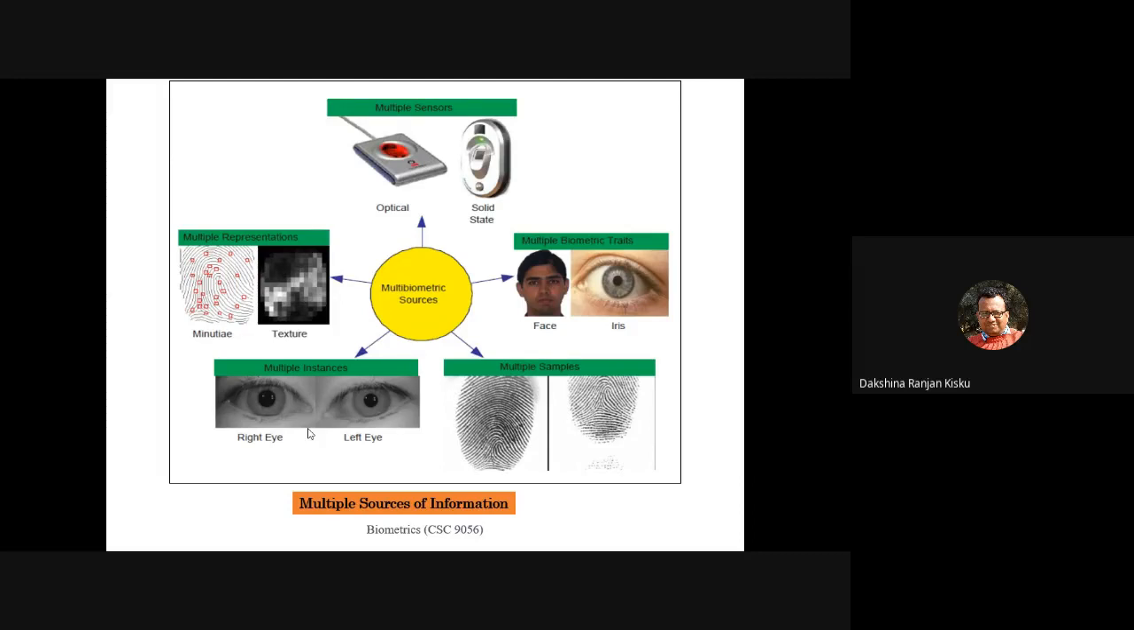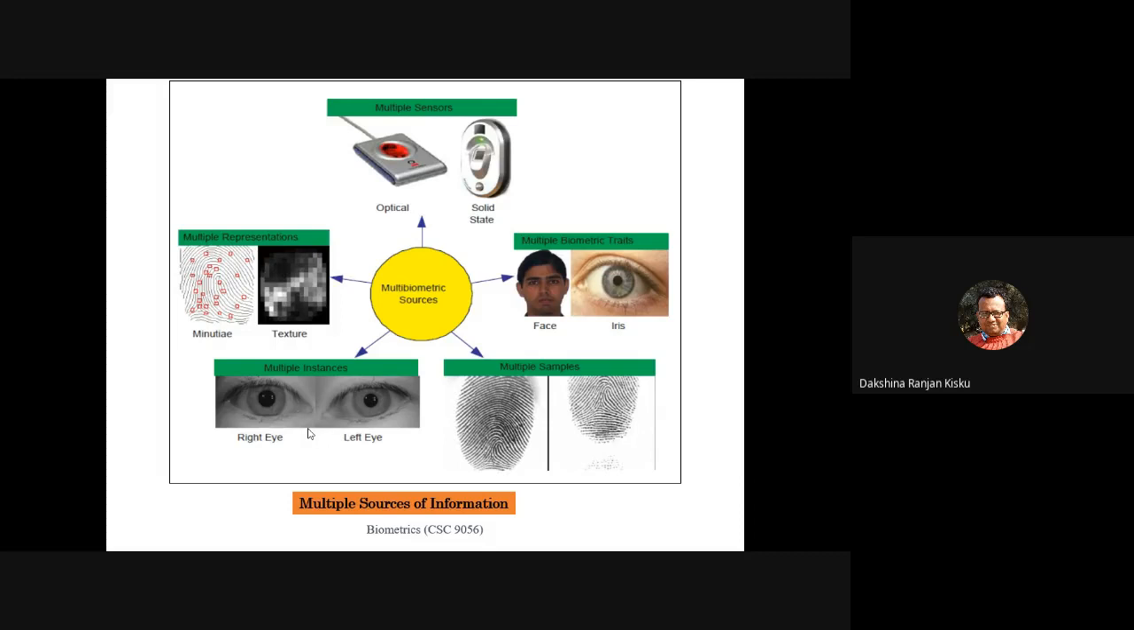Then we can have the multiple instances. Multiple instances means, for example, we can obtain the biometric evidence from the left eye or the right eye. Then we fuse them together for developing a multi-biometric system.